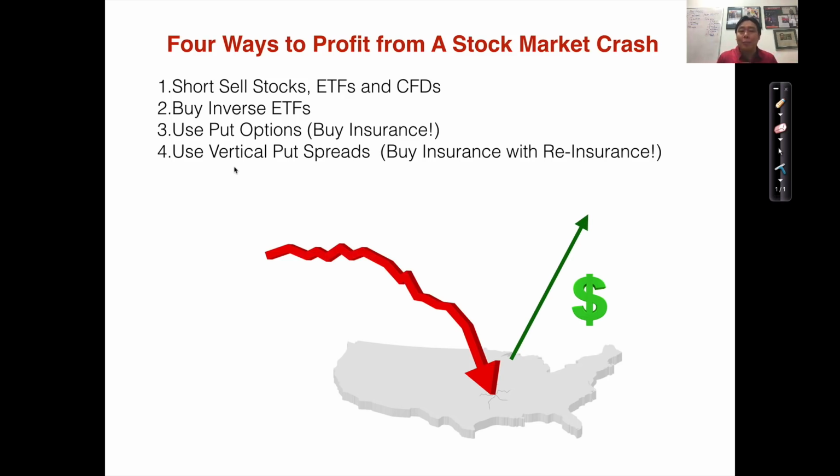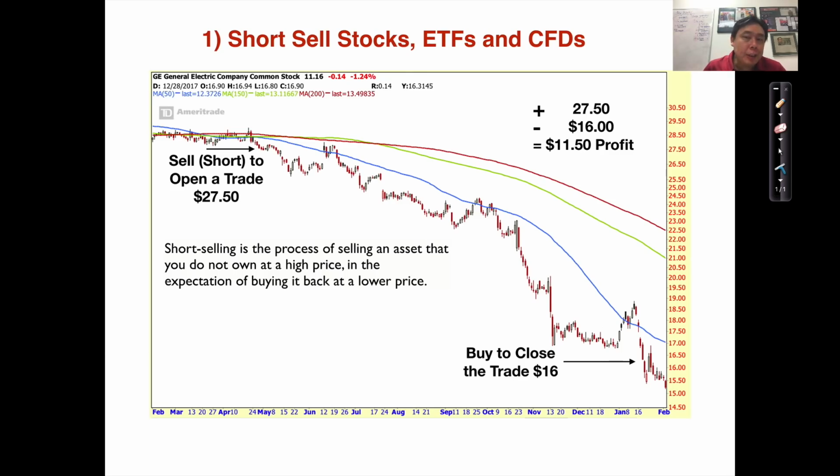Now, if you've got no idea what I'm talking about, let me do my best to explain to you step by step right now. All right, so the first method to go short on a stock or an index or ETF is to simply short sell the stock or ETF itself. So again, what does short selling mean? Short selling is a process where you sell an asset, whether it's a stock or an ETF, that you do not own at a high price in the expectation of buying it back at a lower price.